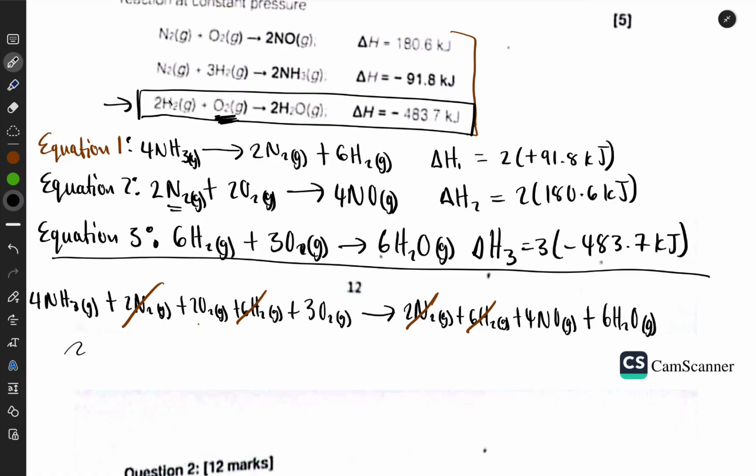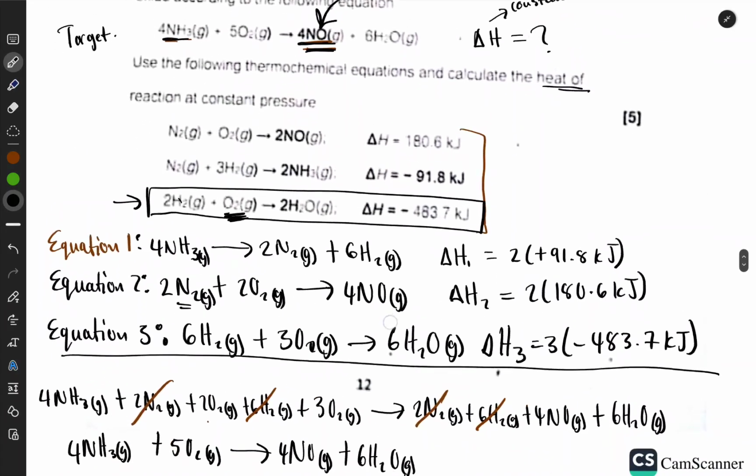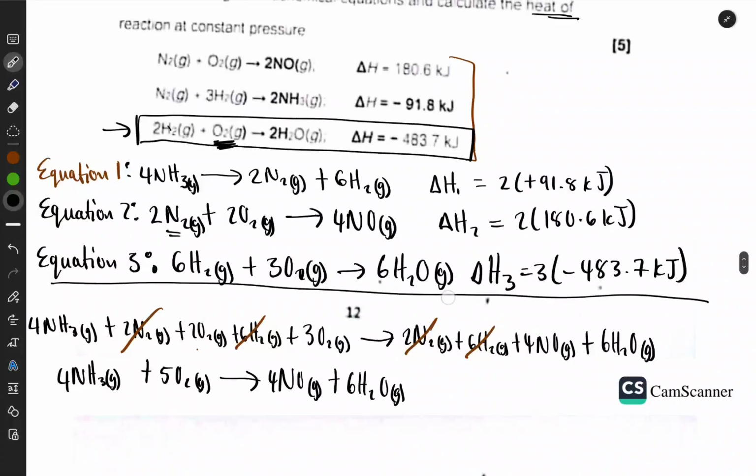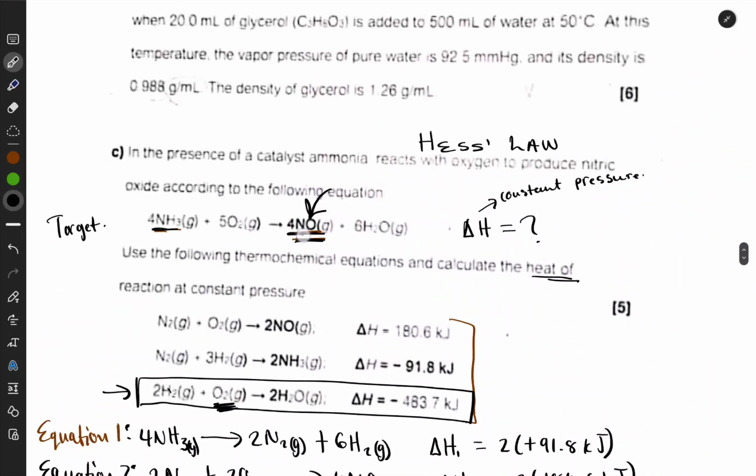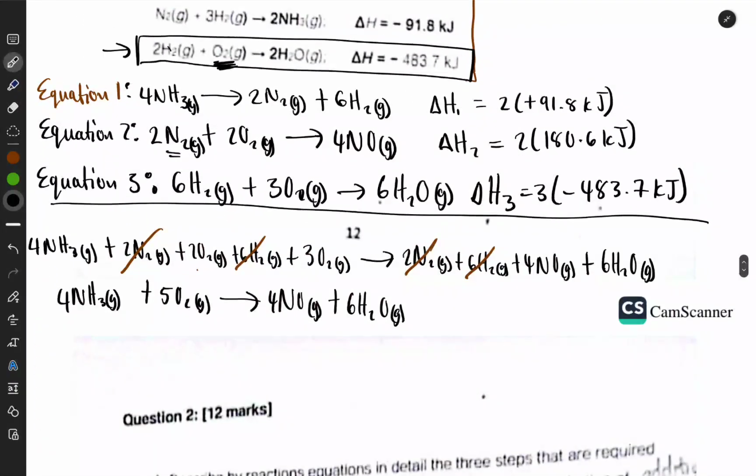So basically now we can write to say 4NH3 gas plus 2 plus 3 becomes 5O2 gas. This should give us 4NO gas plus 6H2O gas. Is this similar to what they want, to the target? Yes, it's the same. To give us 4NO plus 6H2O, yes, we have 4NH3 plus 5O2. They are the same.